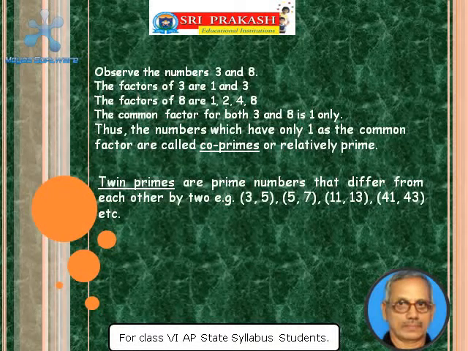Now next term, twin primes. Twin primes are prime numbers that differ from each other by 2. For example, 3 and 5, 5 and 7, 11 and 13, 41 and 43, etc. All these numbers differ by only 2: 3 and 5, 5 and 7, 11 and 13, 41 and 43.